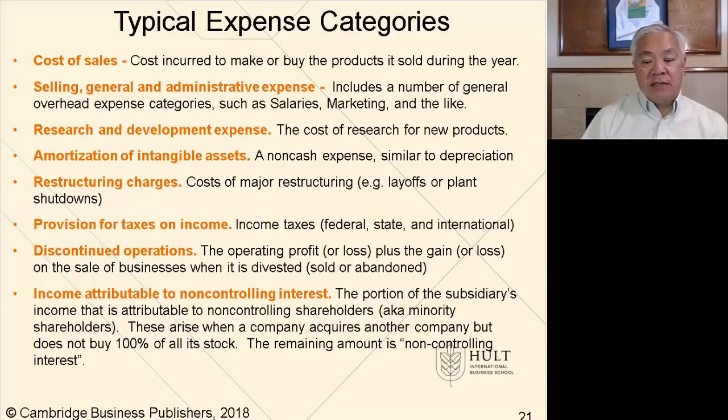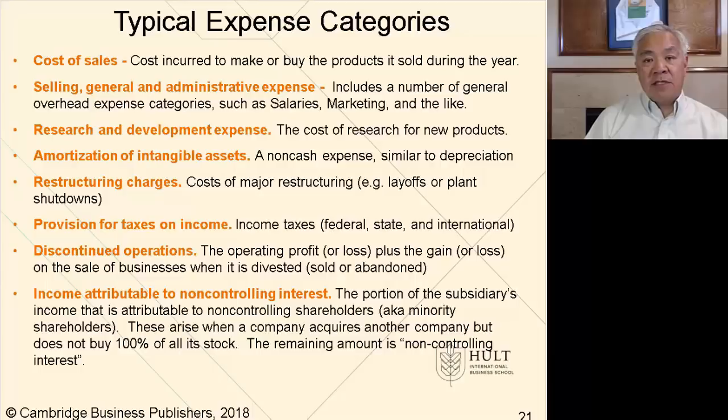The first is cost of sales, and this is what does it cost you to produce or purchase from others that product that you just sold to your customers, right? The cost of goods sold. Second is selling, general, and administrative. And these are things like marketing, salaries, rent, insurance, just normal things it costs you to run the business.